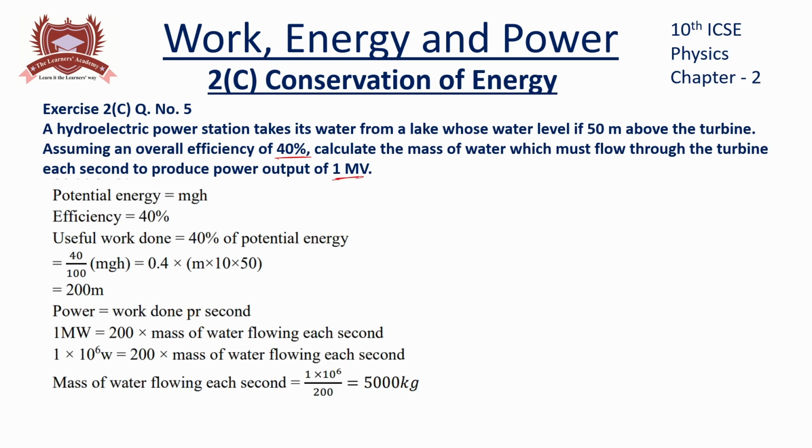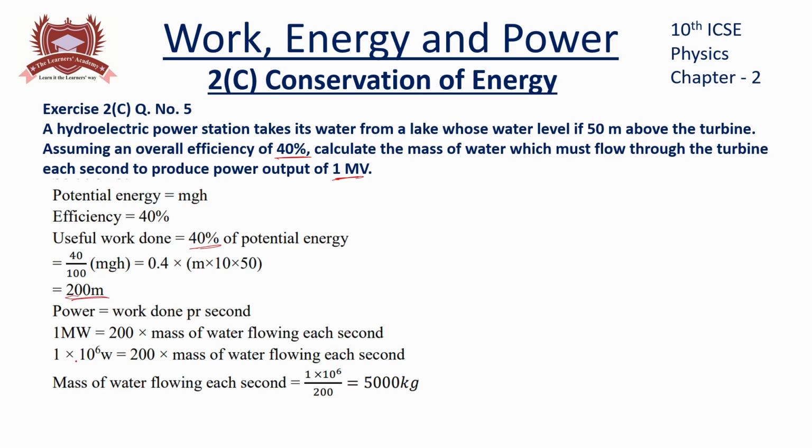So potential energy is mgh, efficiency is 40%. So useful work done would be 40% of the potential energy. So that would be 40 upon 100 times mgh. So that is 0.4 times m times 10 times 50. So that comes to be 200 m. Now power is equal to work done per second. 1 megawatt is equal to 200 times mass of the water flowing each second. We figured it out from here.